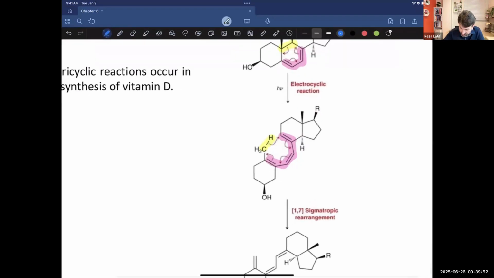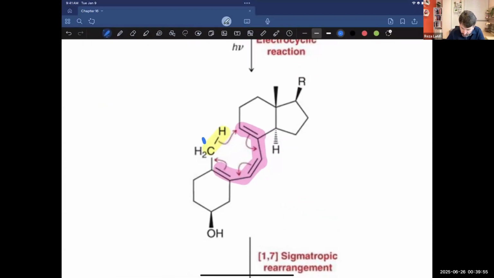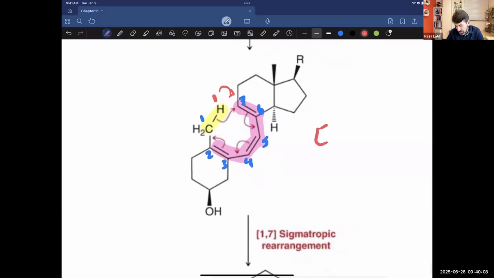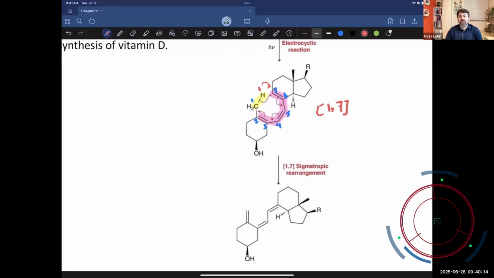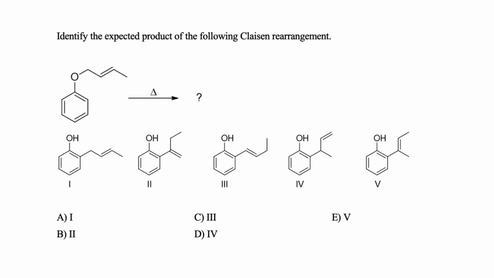Okay, let's label them. I'm going to zoom here, and I'm going to say this is 1, 2, 3, 4, 5, 6, 7, and that's going to be 1. Hydrogen is moving to carbon number 7, so the rearrangement is going to be 1,7, and that's going to give us the final product. This is going to be the end of this lecture, and I'm going to stop here. Thank you very much.